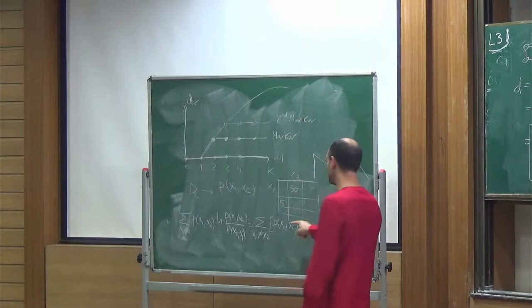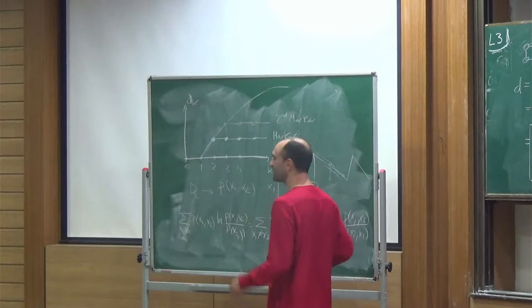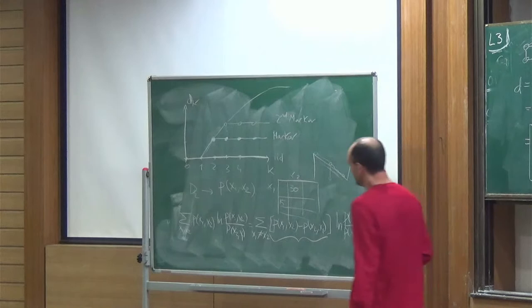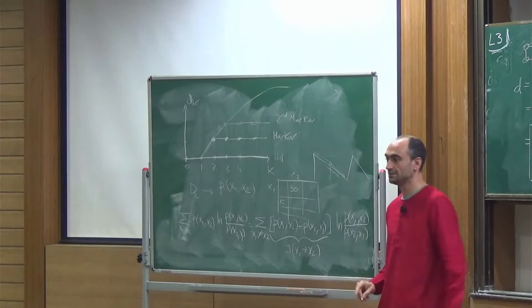And now, if you know this is a Markov process, a basic Markov process, you identify that this is the net current. When you have a Markov process, the Schnakenberg formulas and all this will appear directly from this formulation. Actually, this is not very far from what Schnakenberg was doing. This is the current from state X1 to state X2. So for a Markovian process, this will be the entropy production.